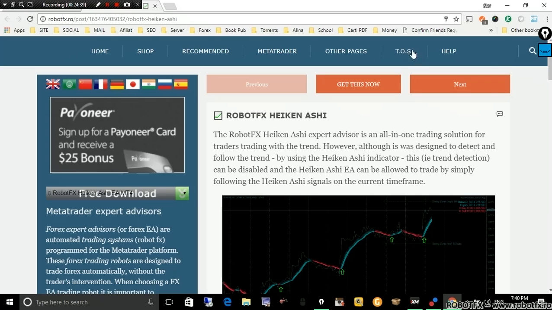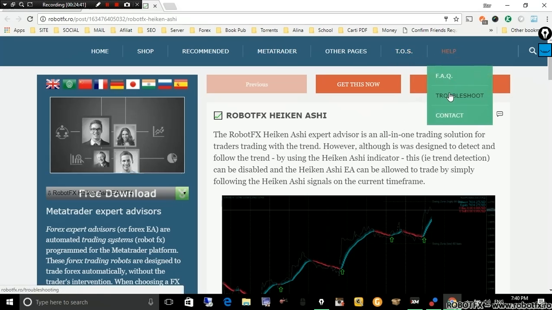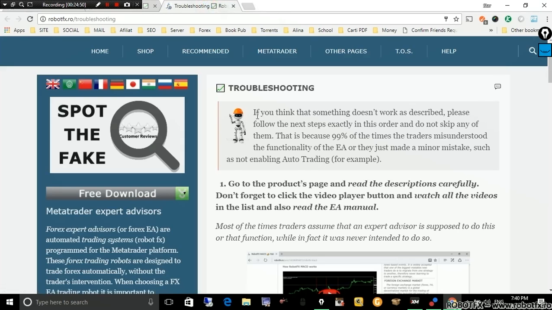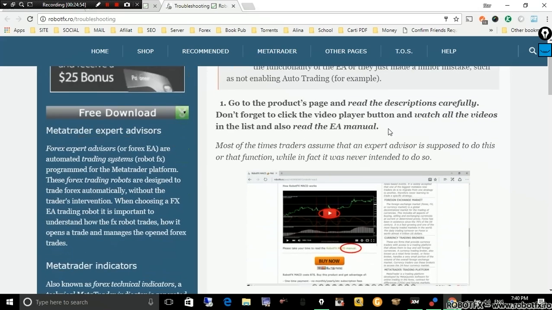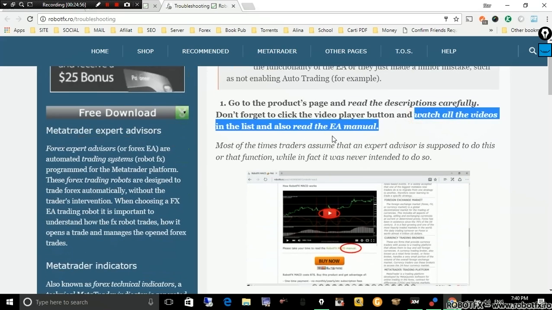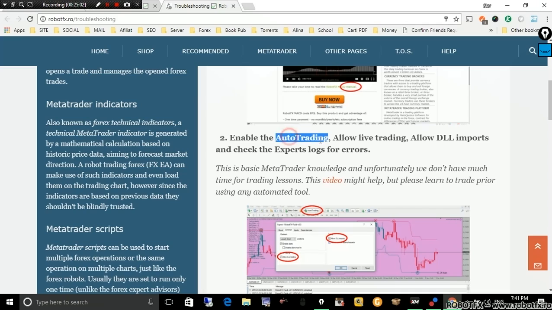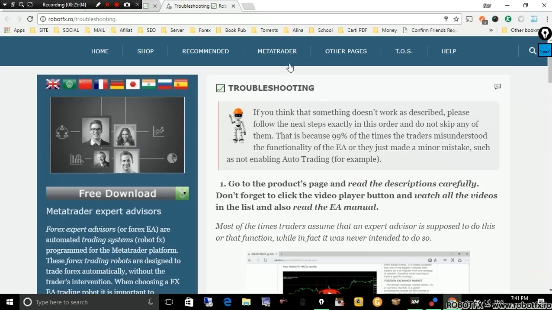What else is to be said? If you have any other issues, use the troubleshooting page first. Very important, because these are general and basic things that the new traders usually forget to do, like watch all the videos and read the EA manual. Also enable auto trading, live trading, and so on.